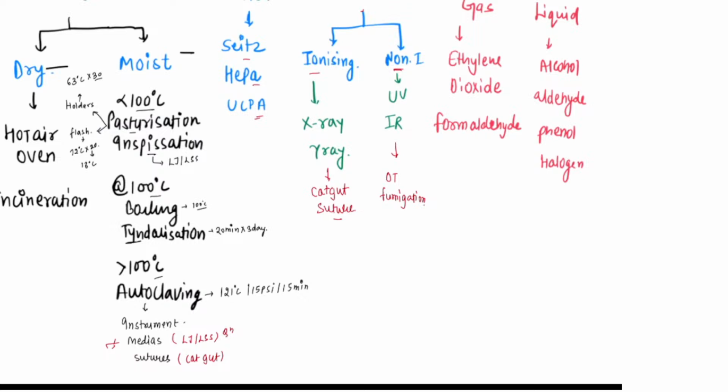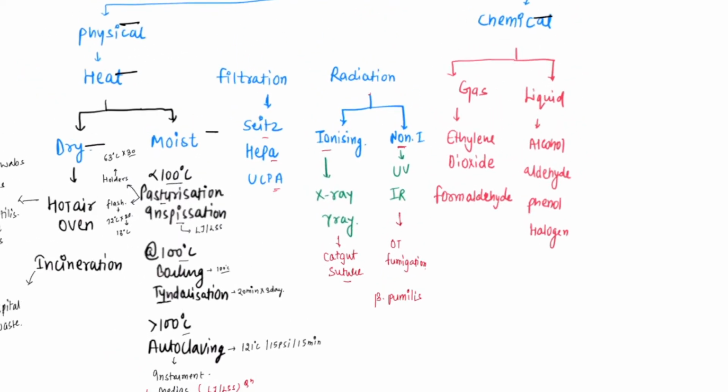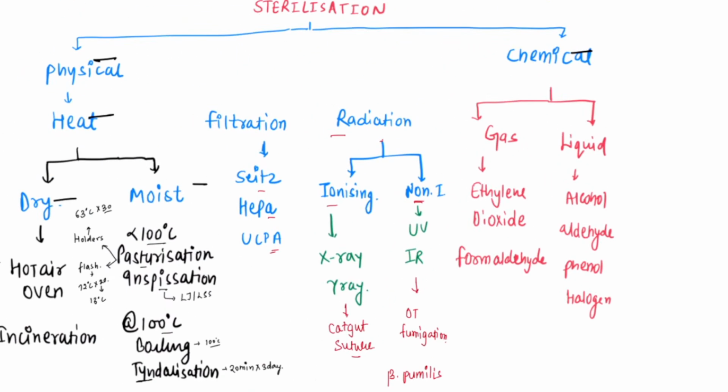Okay, and control here will be Bacillus pumilus. Bacillus pumilus will be the control for radiation. Here for filtration, that is your Brevundimonas diminuta.